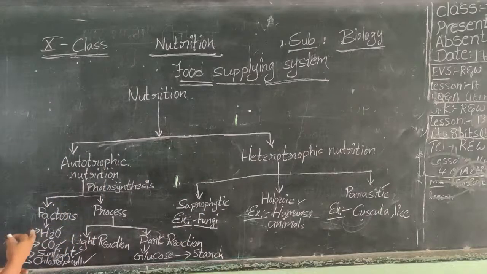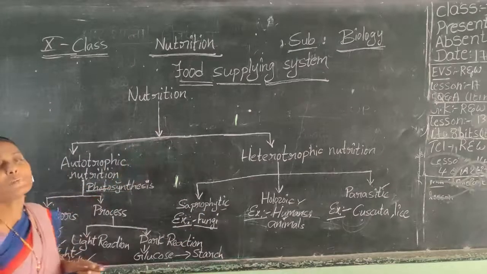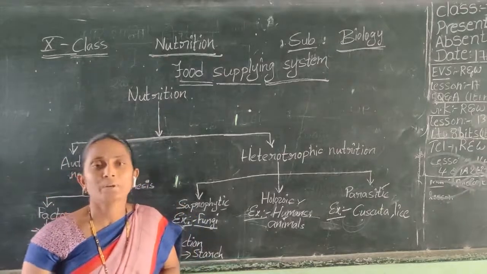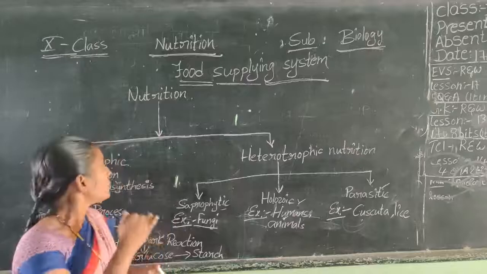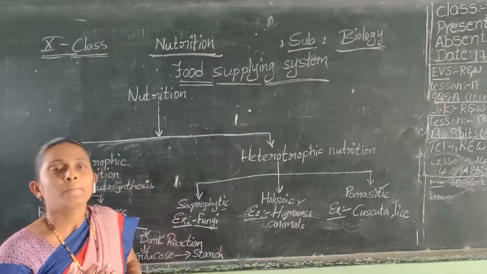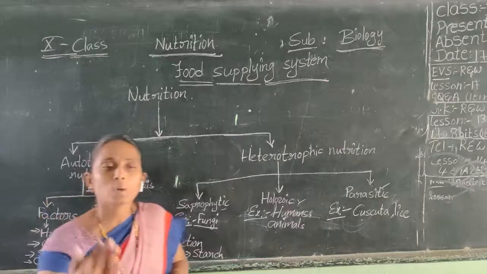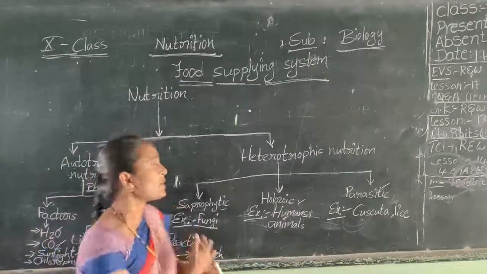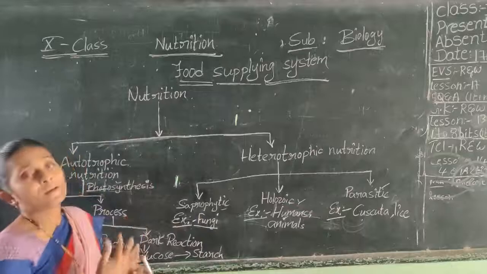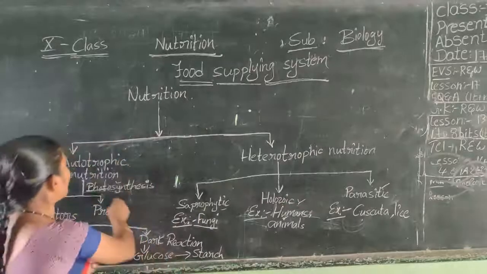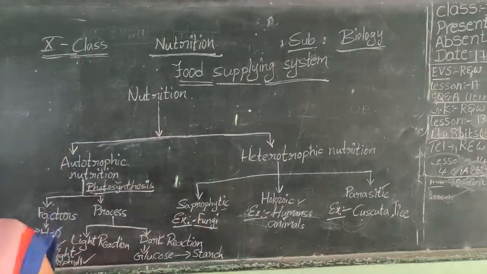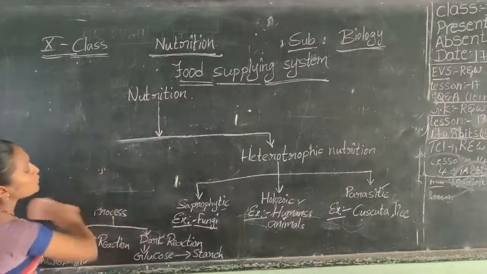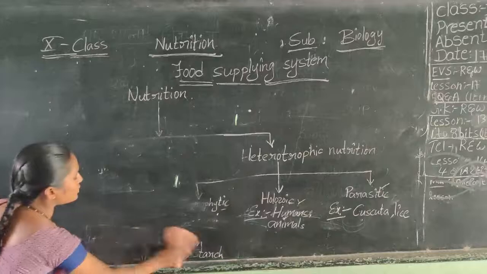Before going to that, how can we prove that? Science is about experimental proof. When we do a process by using an experiment, then only we can prove that it is a proper result. So here also you have to go through an experiment. Before that, what is photosynthesis? What is the equation for photosynthesis?